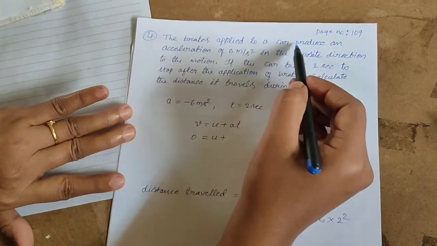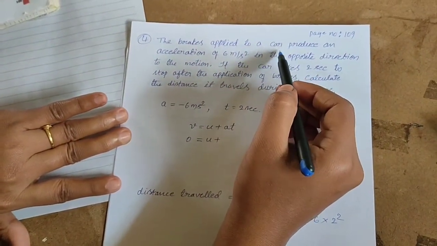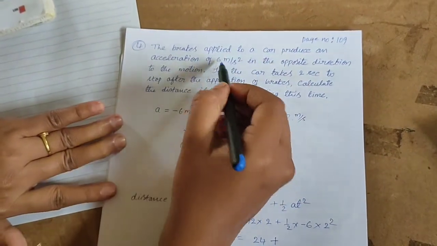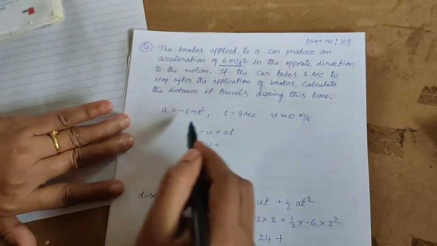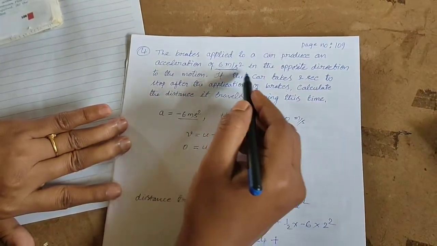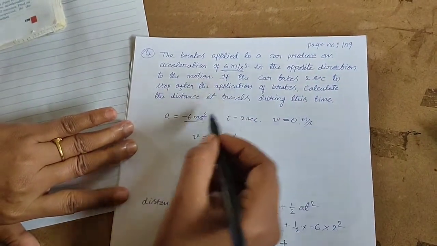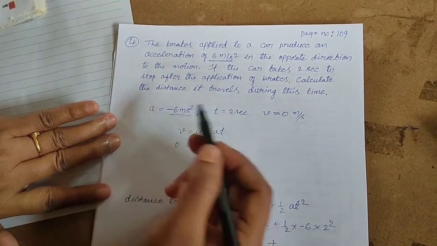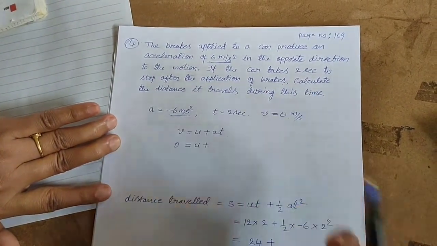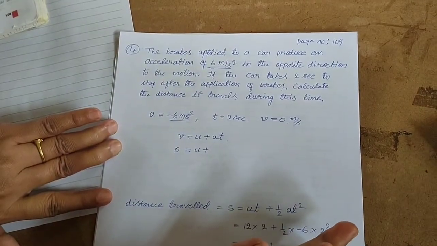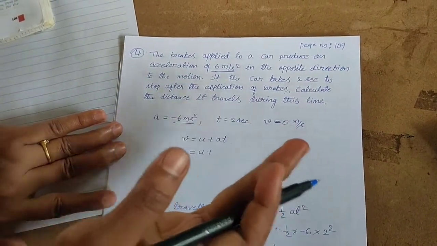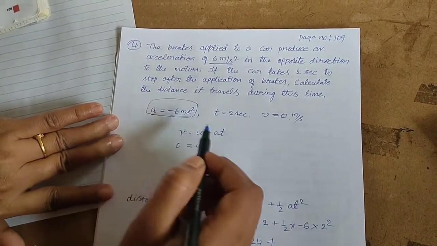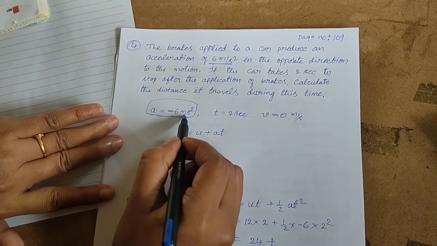The brakes applied to a car. Naturally we apply the brake whenever we are moving in a car. That produces an acceleration. At that time the acceleration will be 6 meter per second square in the opposite direction to the motion. Here I put the sign minus because the acceleration occurs opposite to the direction of motion. That's why the acceleration will be negative, so that is minus 6 meter per second square.